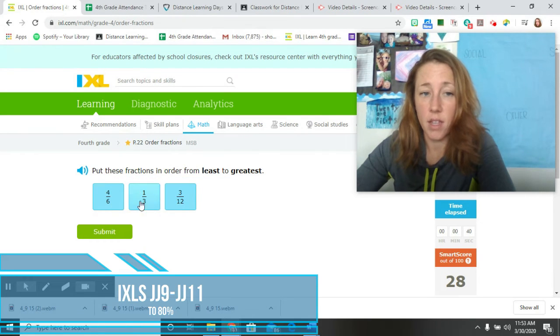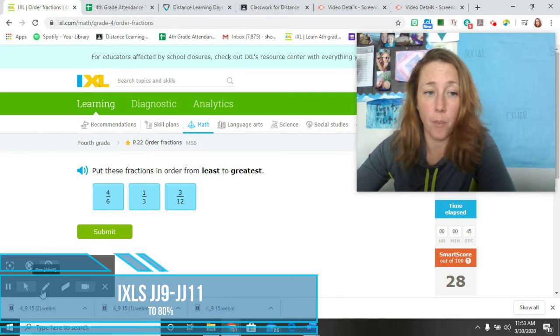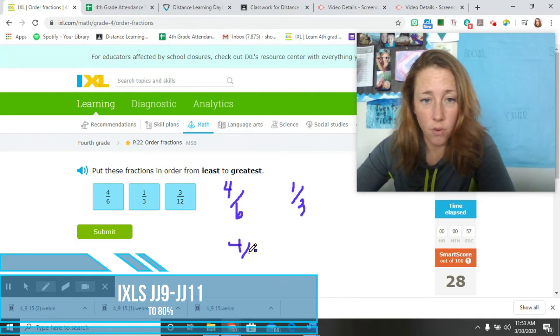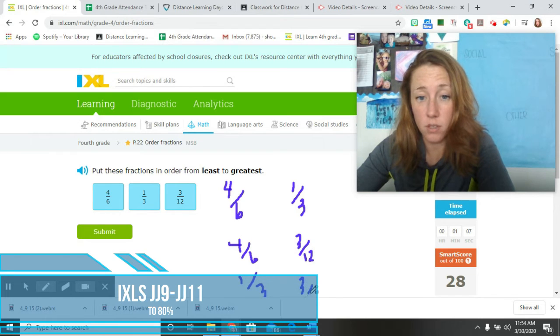Least to greatest. This time I have different numerators, different denominators. This is where I'm going to compare. So I would take 4/6, 3/12, 1/3. Excuse my bad handwriting. I can't really do this any better. Now we want to compare each of them at least once.